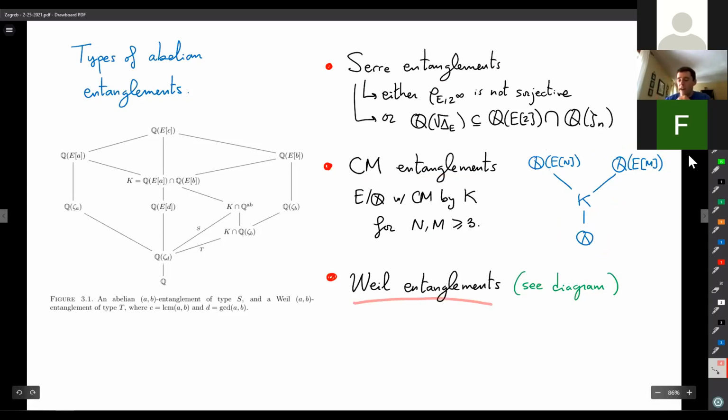And then there are Weil entanglements. And again, a Weil entanglement is when in the A division field, there are B roots of unity, then those B roots of unity belong to the B tower, and then there's an entanglement between the A and the B.